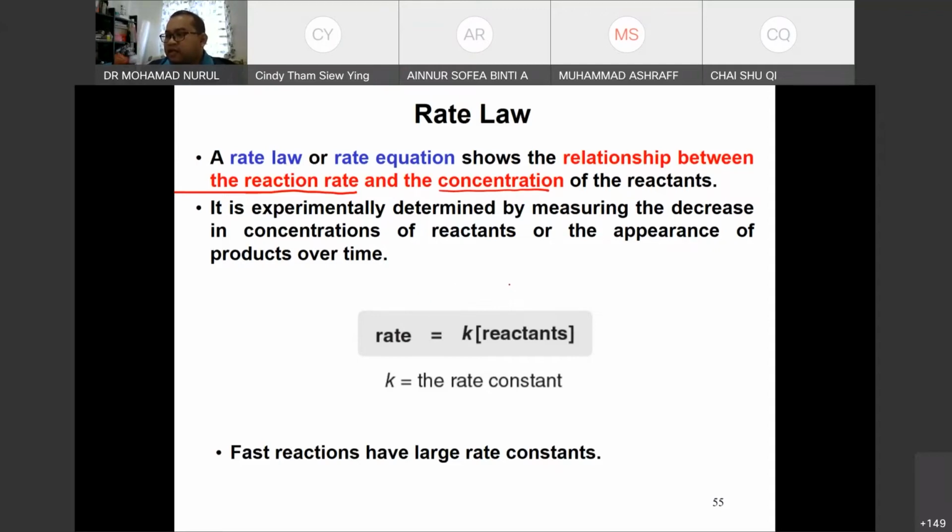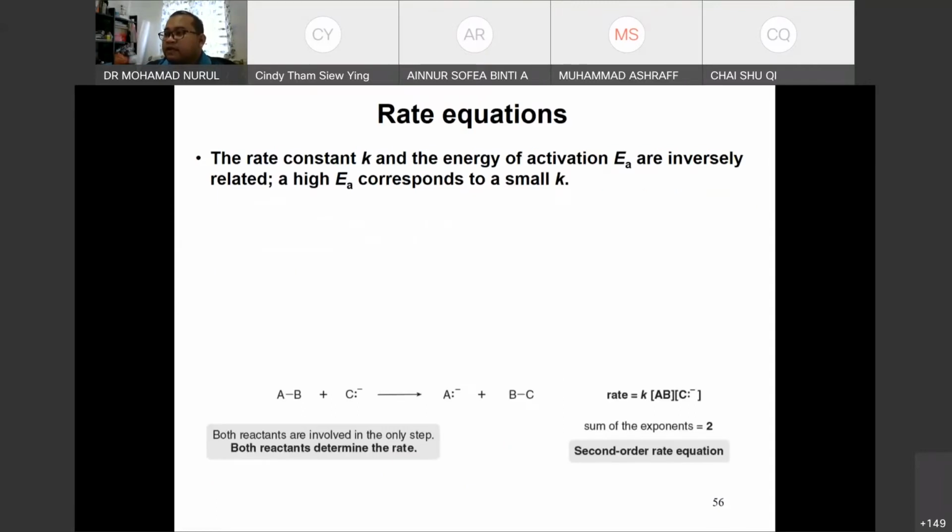Rate equals k times reactants, not the products, reactants. So slow reactions have small rate constants. In rate equations, the rate constant k and activation energy are inversely related. A high activation energy corresponds to a small k value.